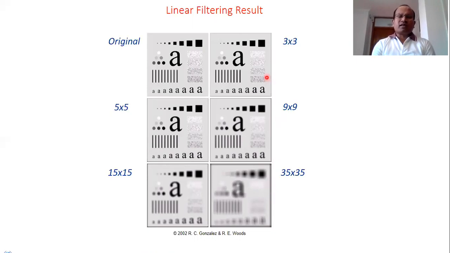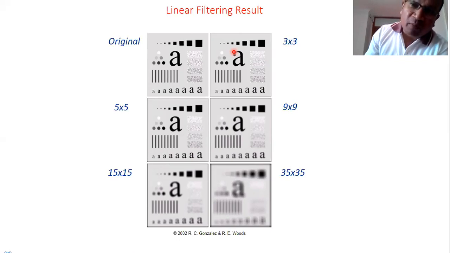When we see 3 cross 3, there is some quality. 5 cross 5, there is some quality. 9 cross 9, there is some quality. And 15 cross 15, there is some quality. If you compare all these images, you will find that for 3 cross 3, the quality looks best. The simple reason is, the smaller you choose the size of the mask, the better the output will be. Because if you choose a larger neighborhood, the filtering operation will not be effective.